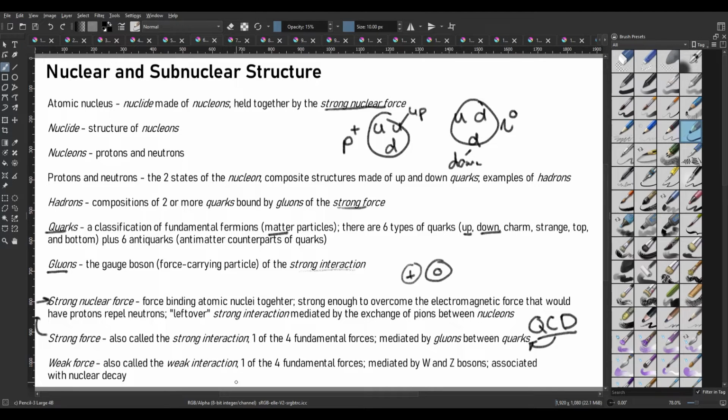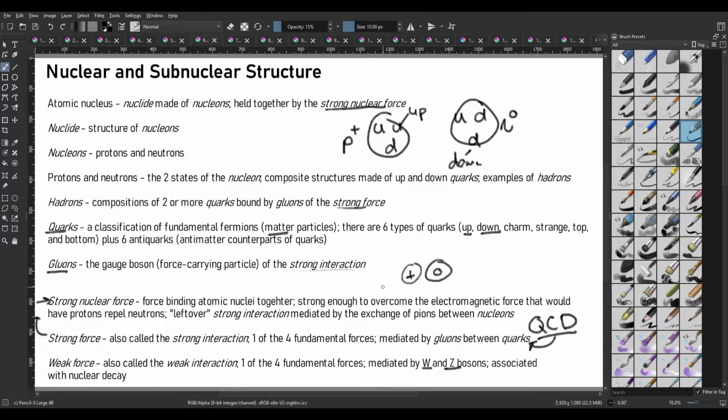And the weak force, just something to know, is called the weak interaction. It's another one of the four fundamental forces. It's going to be mediated by the W and Z bosons. There's 3 of them in total. It's going to be associated with nuclear decay. And this is less important, but the main things we need to look at are the strong force and the strong nuclear force. So what did we learn?